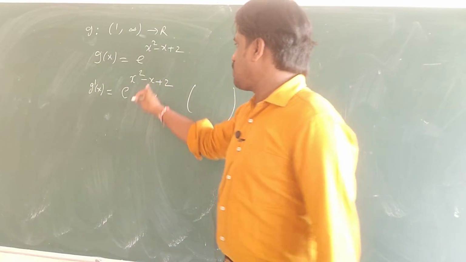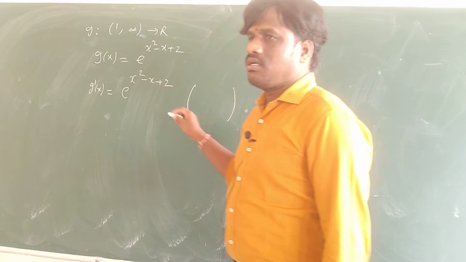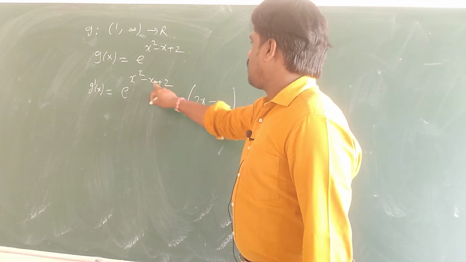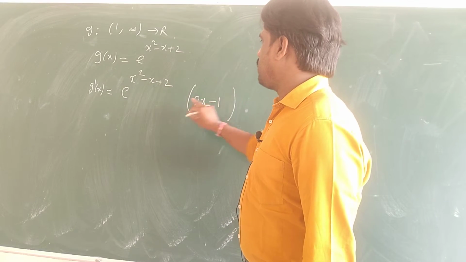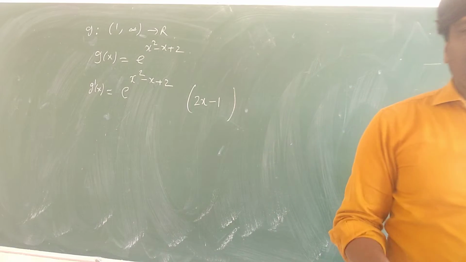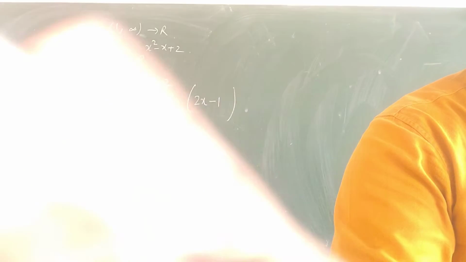Now you have to differentiate this function inside also. What is the differentiation of x square? 2x. Minus the differentiation of x, which is 1. The differentiation of a constant is 0. Actually, I did not explain basic differentiation to you. That is a problem.